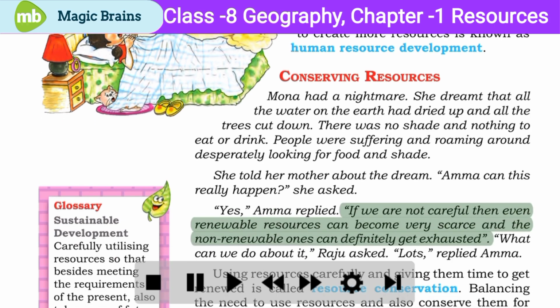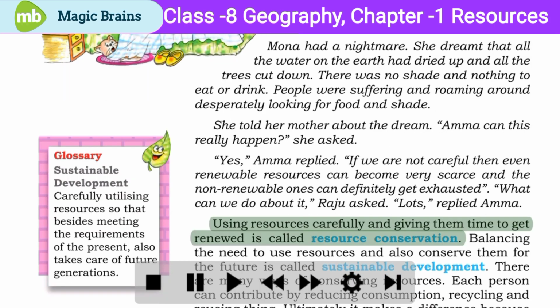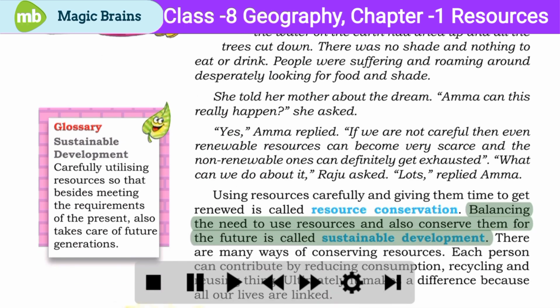If we are not careful, then even renewable resources can become very scarce, and the non-renewable ones can definitely get exhausted. What can we do about it? Raju asked. Lots, replied Amma. Using resources carefully and giving them time to get renewed is called resource conservation. Balancing the need to use resources and also conserve them for the future is called sustainable development.